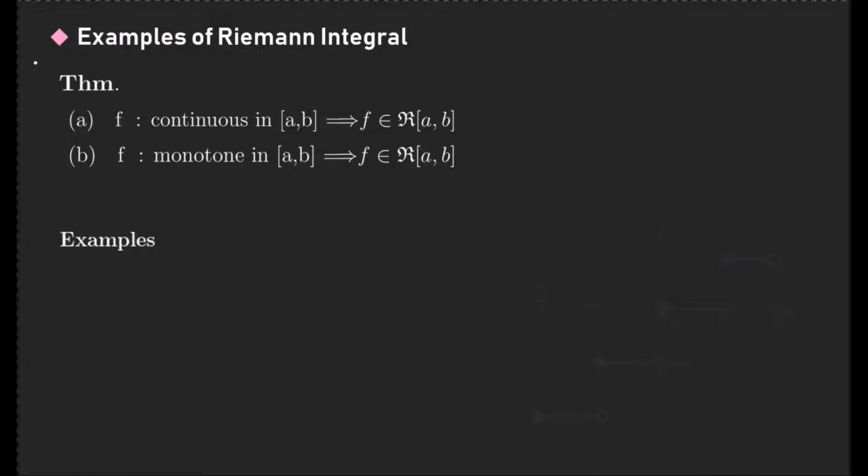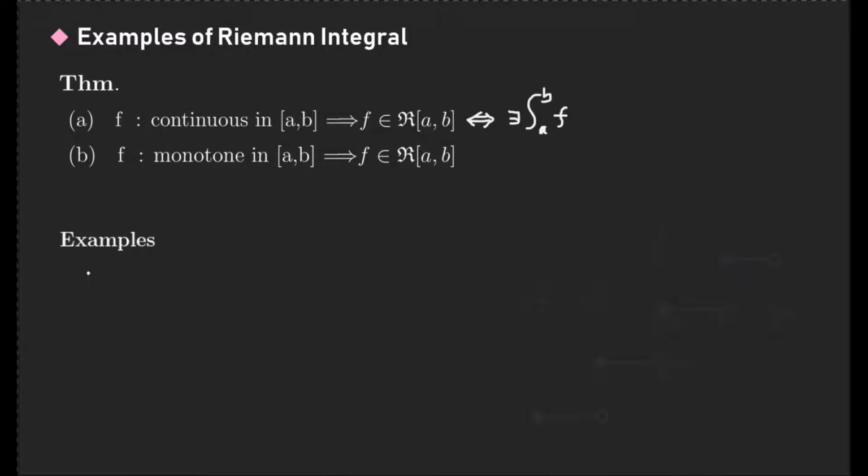The remarkable theorem we should see is this theorem. Statement A is a very clear statement. In other words, this means f is continuous. It implies f is Riemann integrable. This means, roughly speaking, that the integral exists. The value of the integral from a to b of f exists as a real number.